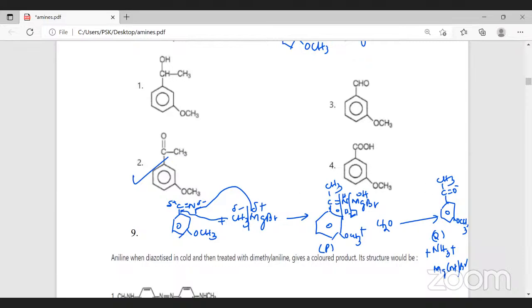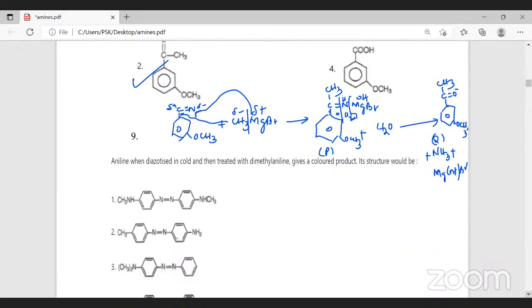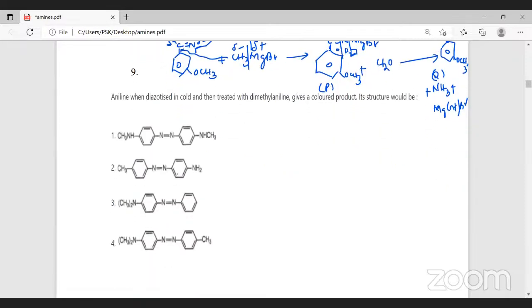The next question. The 9th question. Aniline, when diazotized in cold and then treated with dimethyl aniline, gives a colored product. Its structure would be: aniline when diazotized in cold and treated with dimethyl aniline gives a product.